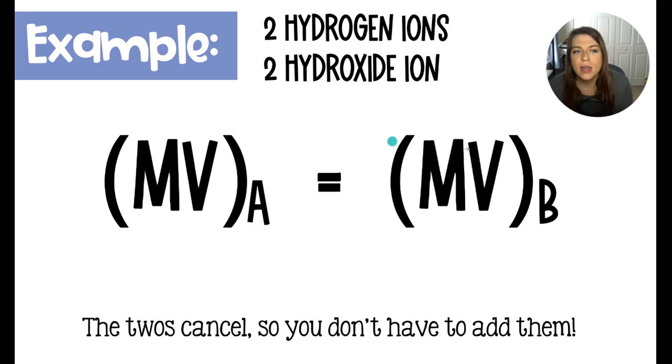Just while we're here, M and M are not necessarily the same M. This is molarity of the acid and this is molarity of the base. So they're not necessarily the same number. So don't think that you can just cancel the whole thing and not do math. But if you had 2 hydrogen ions and 2 hydroxide ions, 2 is absolutely equivalent to 2. So you could cancel them. You don't even have to add them.